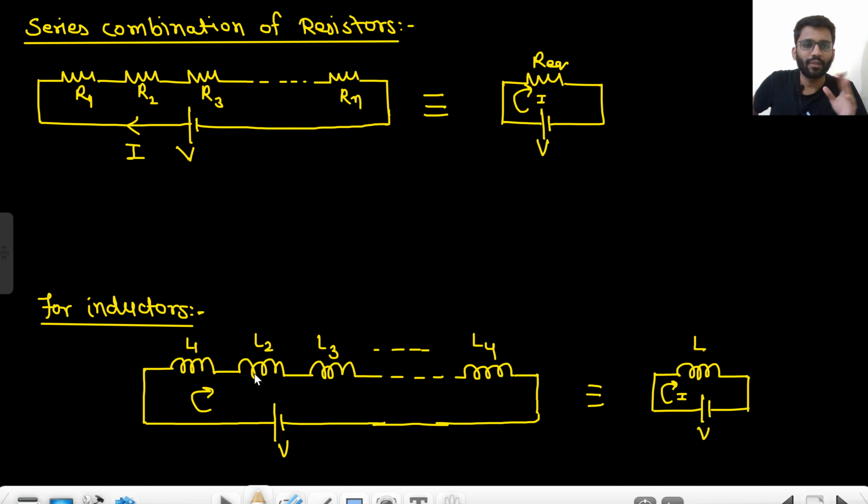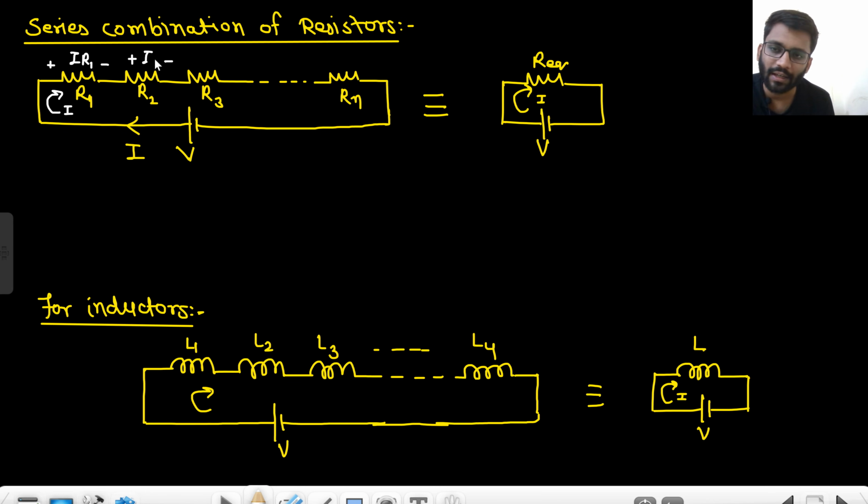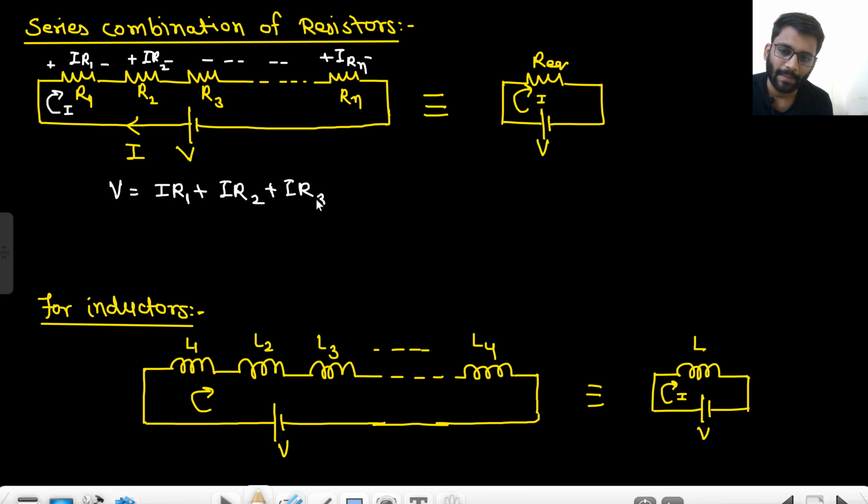Now let's look at the formula of equivalent resistance, equivalent inductance and equivalent capacitance in case of series combination. So this is a series combination, right? All of them will have the same current, I current. Because of this I current, this will have a voltage drop of IR1 in this direction. This will have a voltage drop of IR2, and like that this will also have a voltage drop of IRN. Now I am replacing this circuit with the equivalent circuit. So first I will write KVL for this. What will be the KVL? V equals IR1 plus IR2 plus IR3 plus dot dot IRN. Did you understand it?